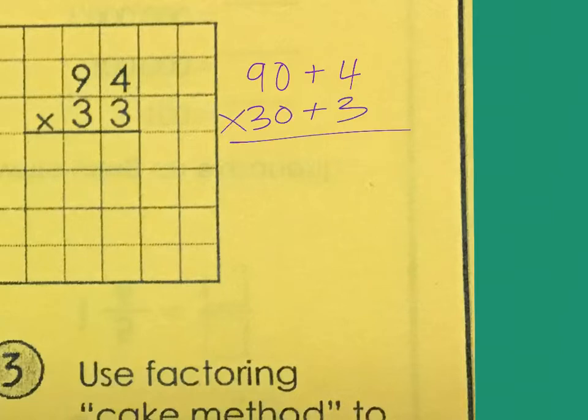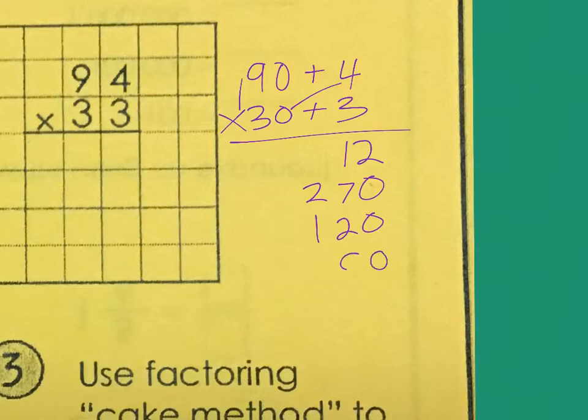Now, this is a little different, but it follows the same principle. So we're going to go 3 times 4 is 12. Now, 3 times 90, well, 3 times 9 is 27 with a 0, so we have 270. Now we are going to go 30 times 4. Well, 4 times 3 is 12 with a 0, so 120. And on this last one, 30 times 90. Well, 3 times 9 is 27 with 2 zeros.